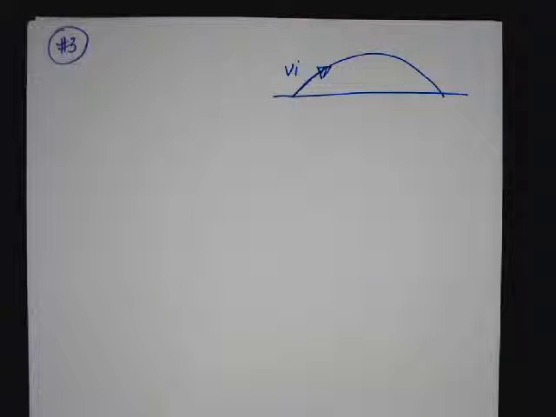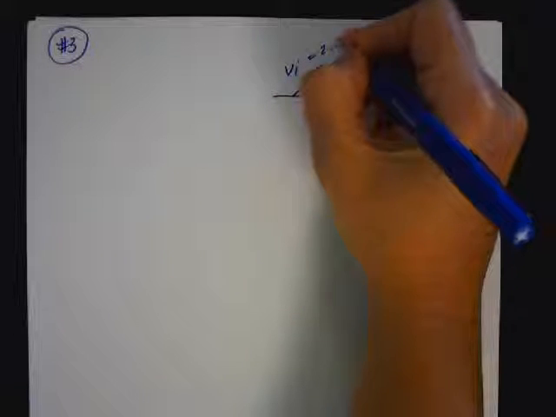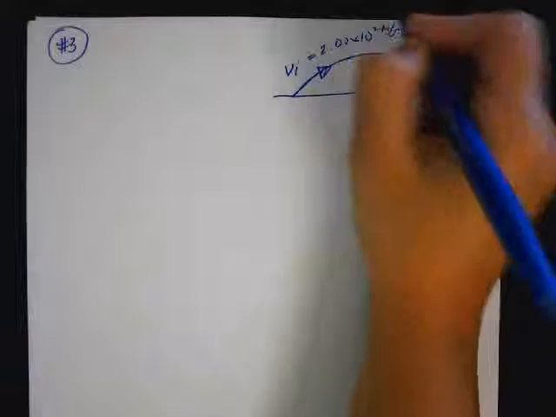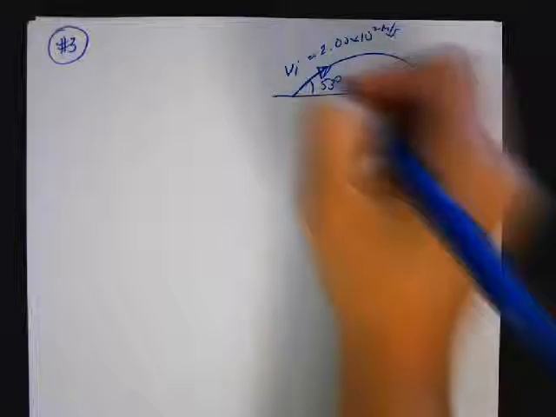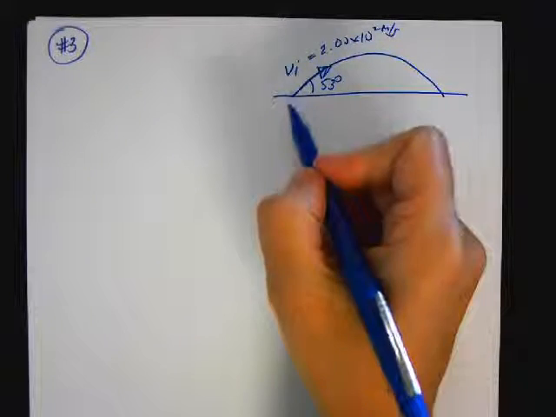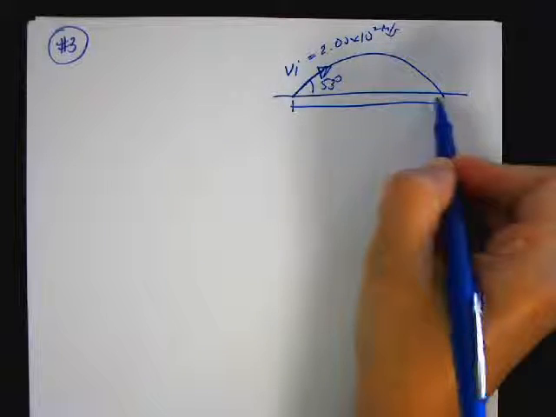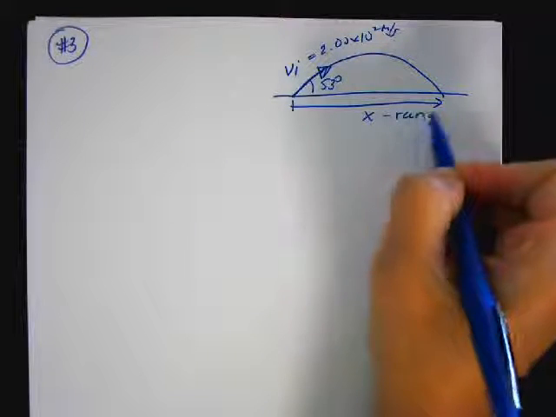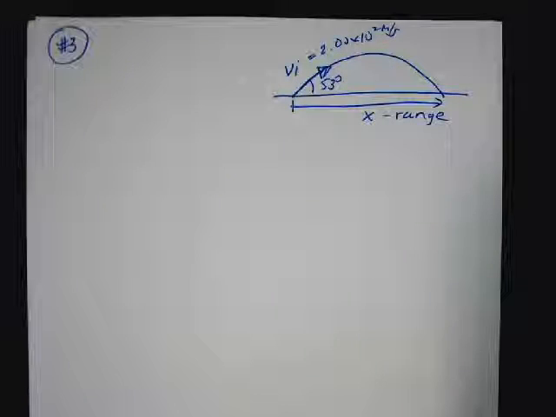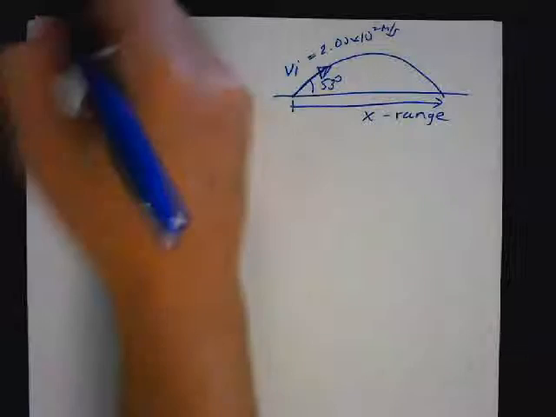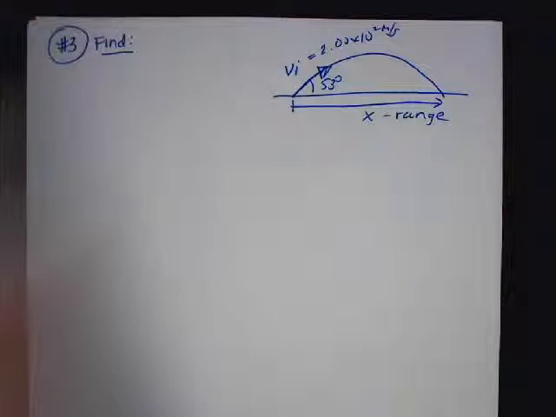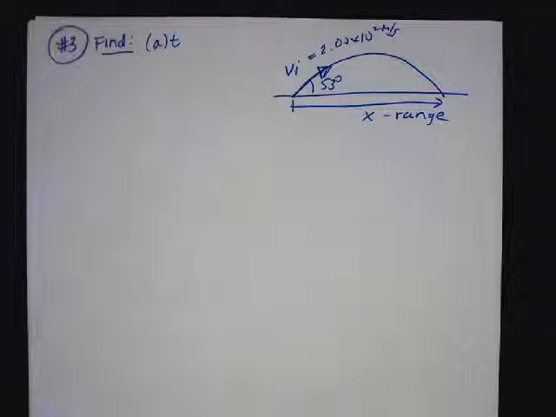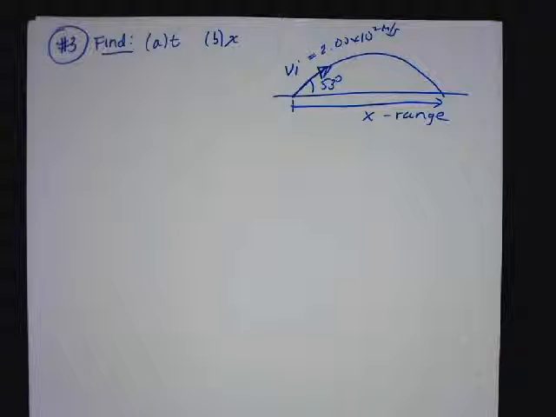So this is VI. I know VI is 2 times 10 to the 2 meters per second. They told me this angle here is 53 degrees. And I know with a problem like this horizontal displacement x is called the range. So what do we want to find in this problem? We want to find A, the time it's in the air, so that's the total time t. I want to find B, the horizontal displacement, which is x. And that's it. Oh, this one's easy.